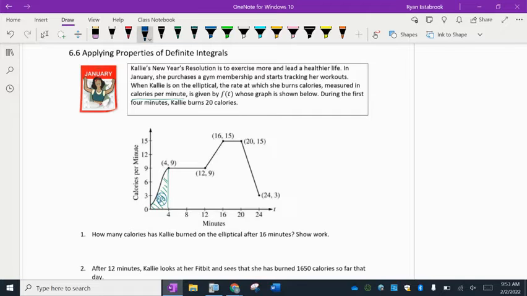First question, how many calories has Callie burned on the elliptical after 16 minutes? Can you show your work? So we know we have this little region of 20 already. Can you look at the other regions and figure out how many calories she's burned after 16 minutes?